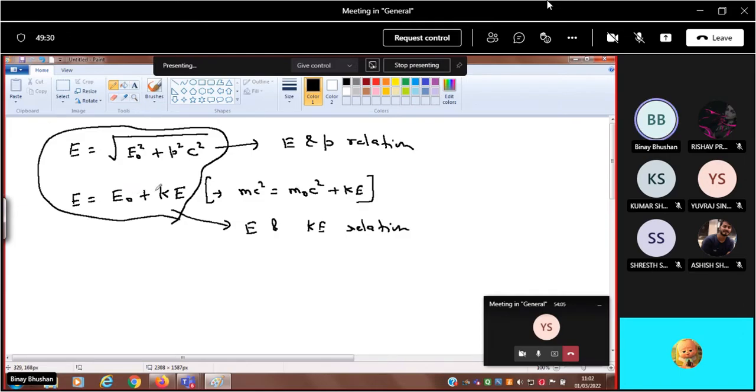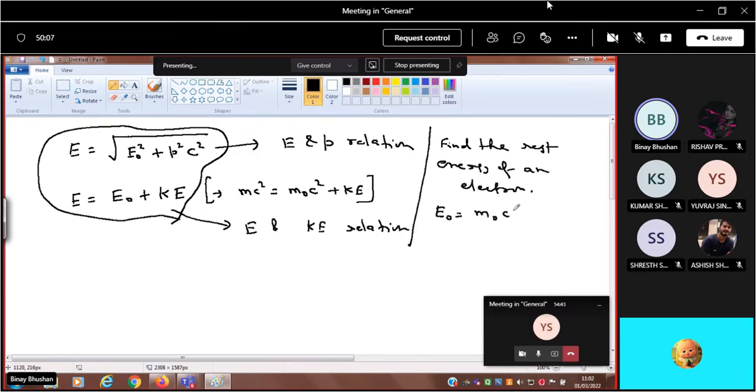Now if in a question, suppose momentum is given and you have to find the total energy, then you should use the first formula. And if in a question kinetic energy is given and you are required to find total energy, then you should use this formula. Many times a question has been asked to find the rest energy of an electron. What will it be? Rest energy of an electron is equal to m0 c square.